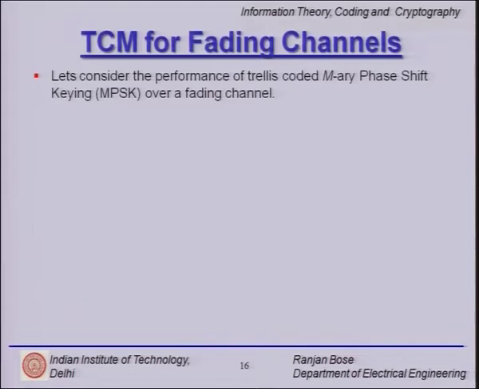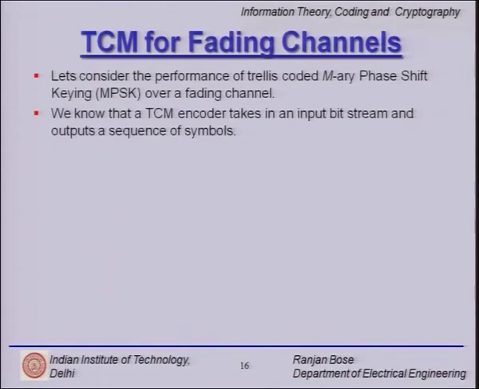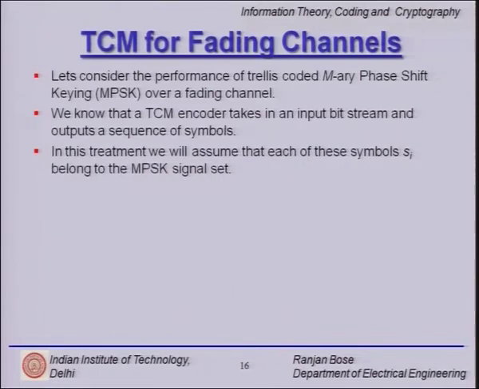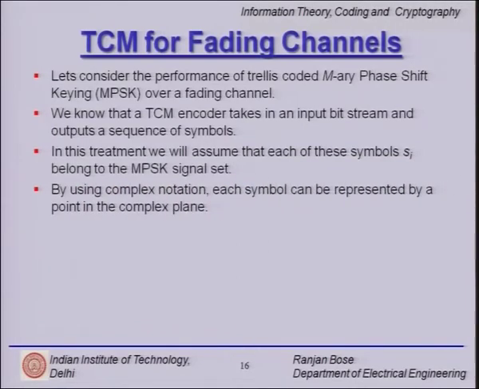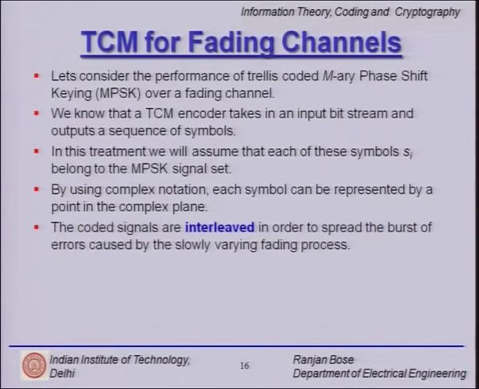So, we now talk about TCM for fading channels. Let us consider the performance of trellis coded M-ary phase shift keying, MPSK, over a fading channel. All right. We know that a TCM encoder takes in an input bit stream and outputs a sequence of symbols. In this treatment, we will assume that each of these symbols s_i belongs to the MPSK signal set. This is clear, we have done this before, and we will use a complex notation. So, each symbol is represented by a point on the complex plane.